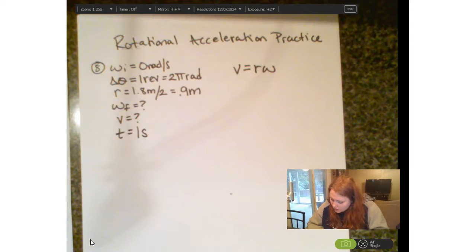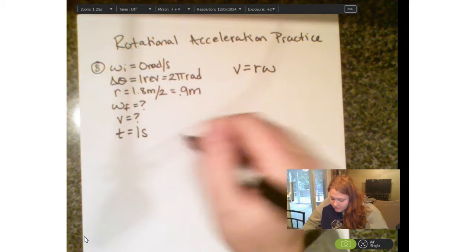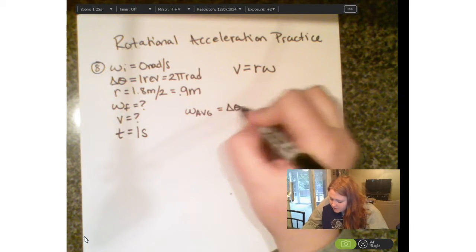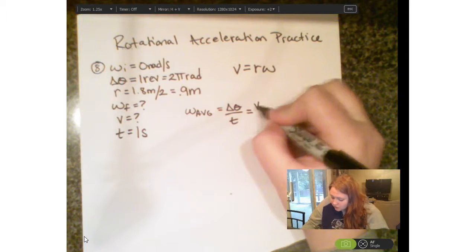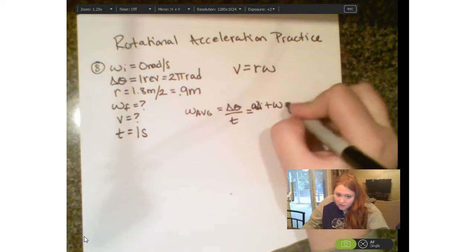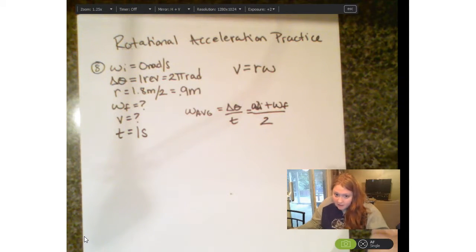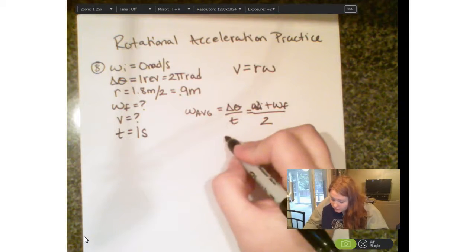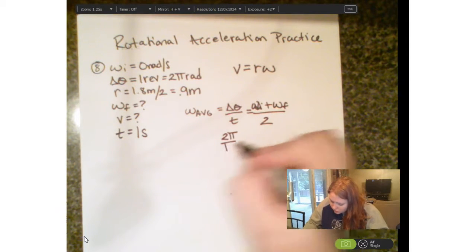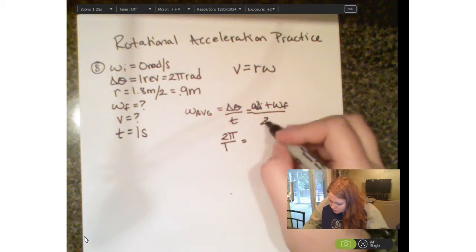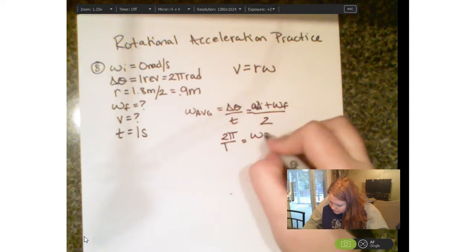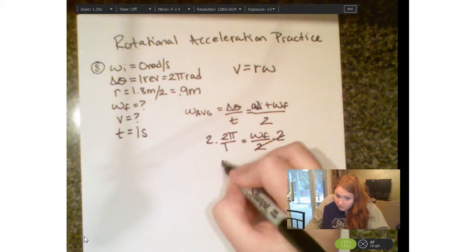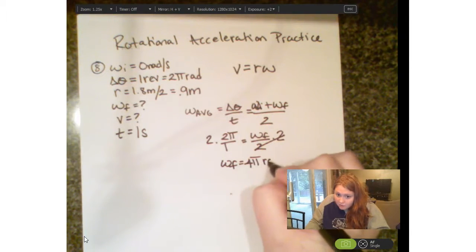Alright, so from here, a couple of different ways to do this. One easy way that we saw in class was to use the average velocity equation, where that equals delta theta over time, and that in turn is equal to your initial angular velocity plus your final angular velocity over 2. It's a mathematical average. So I have everything I need besides our final omega. So I'm going to substitute now. 2 pi radians over 1 second equal to omega f over 2. So when I solve here, if I multiply both sides by 2, then my final angular velocity is 4 pi radians.